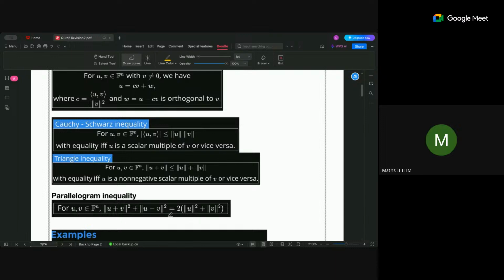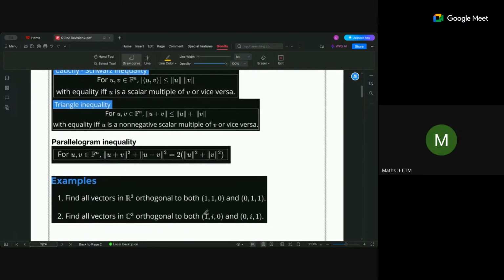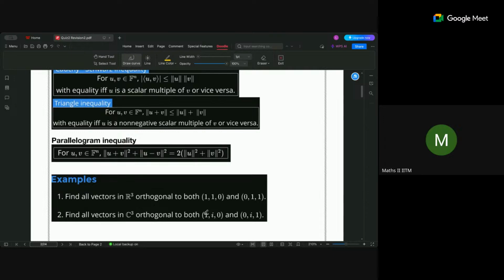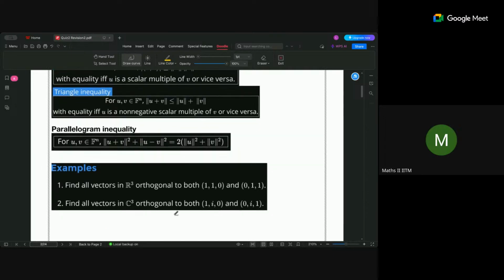And what is the parallelogram inequality? Actually, for the parallelogram it is an equality, I should say. For u, v in F^n, norm of u plus v whole square plus norm of u minus v whole square is equal to 2 times norm u square plus norm v square. Okay, fine. Now let us do some problems.